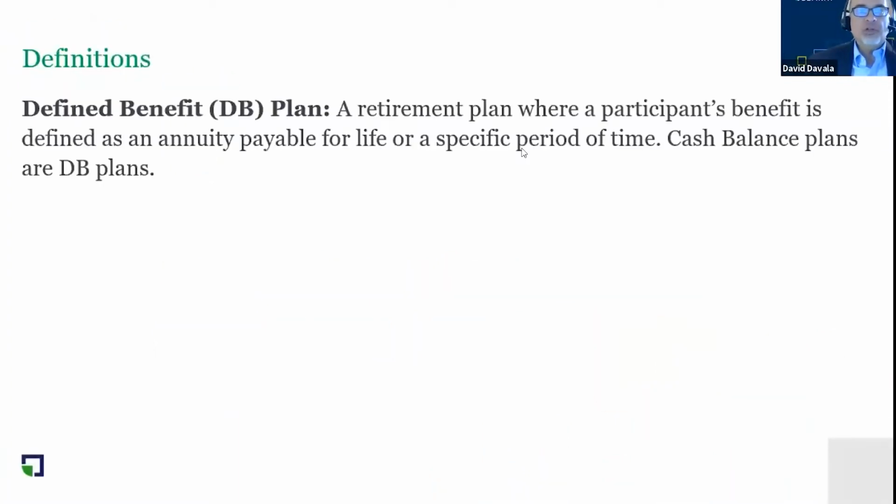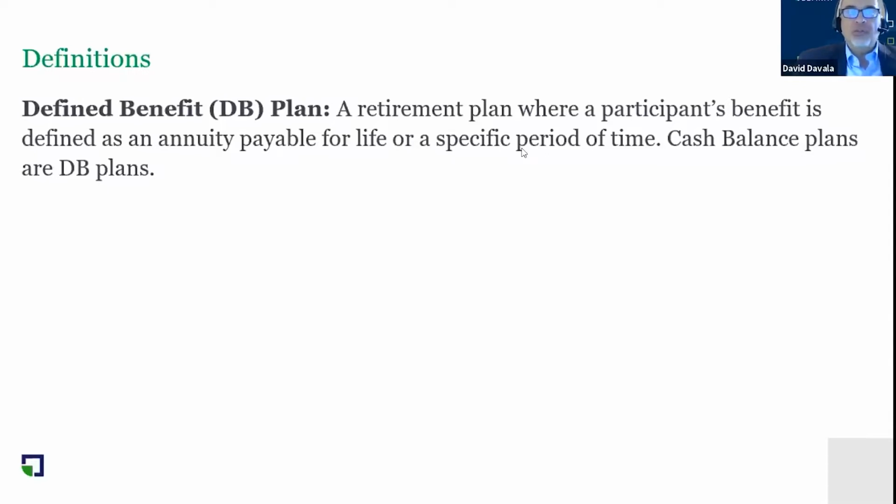Some definitions. Defined benefit or DB plan. It's a retirement plan where a participant's benefit is defined as an annuity payable for life or a specific period of time. An example is a percentage of compensation for each year of service. Another example is a fixed dollar amount per each year of service.